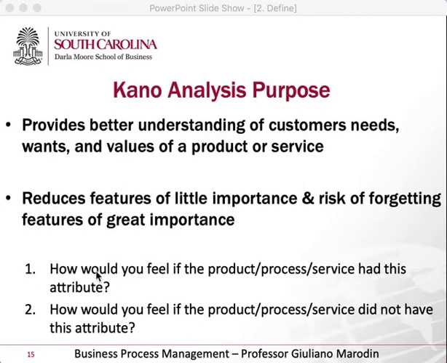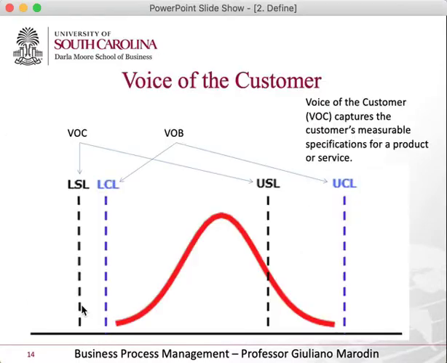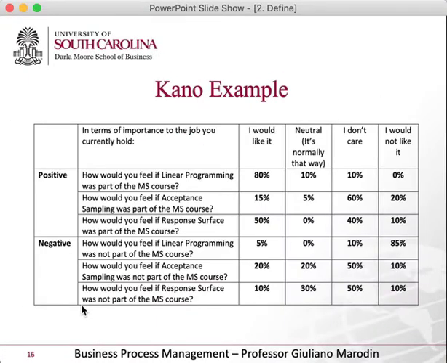So you ask two questions basically. How would you feel if the product, service, or process that you're looking at had this attribute? The second question, how would you feel if that product, process, or service did not have this attribute? Here we have an example of three things that you ask the positive and the negative question, right?